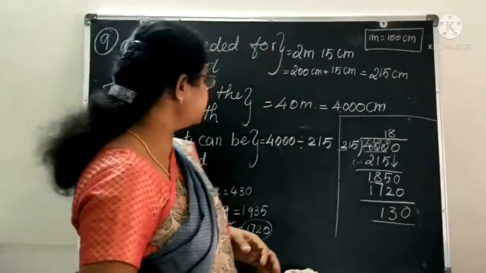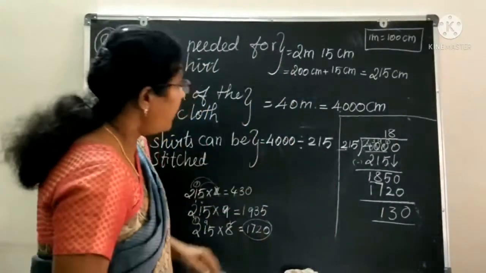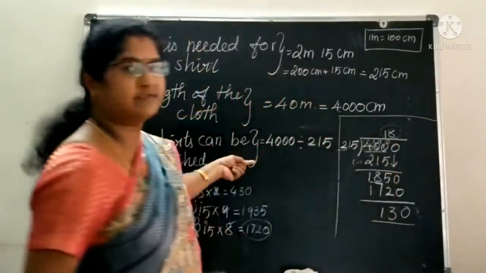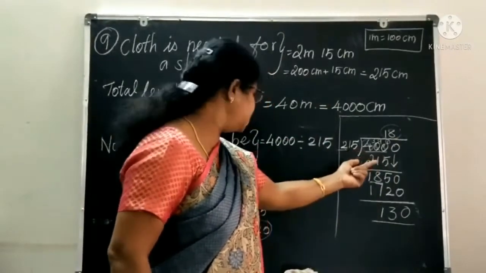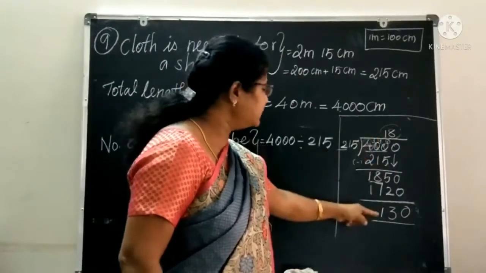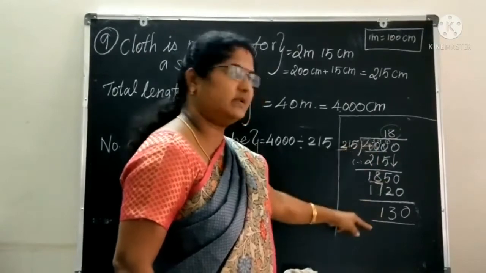Okay, this is what they asked: the number of shirts that can be stitched. 18 shirts. The quotient is the number of shirts. Out of these 4000 centimeters of cloth, we can stitch 18 shirts. The remaining cloth is 130 centimeters. Both are in centimeters only, no?